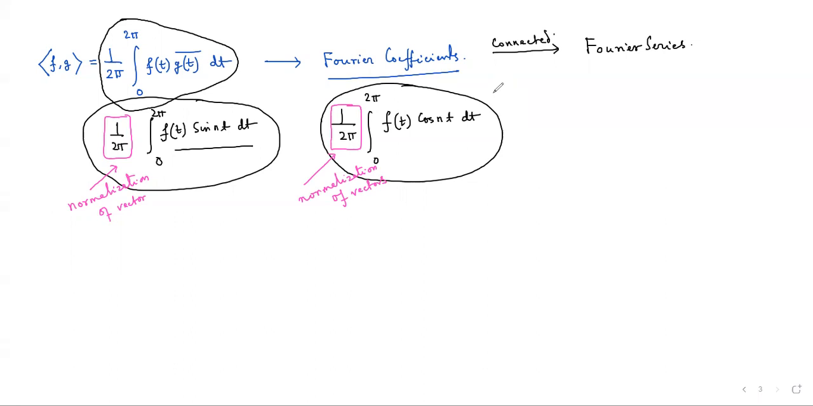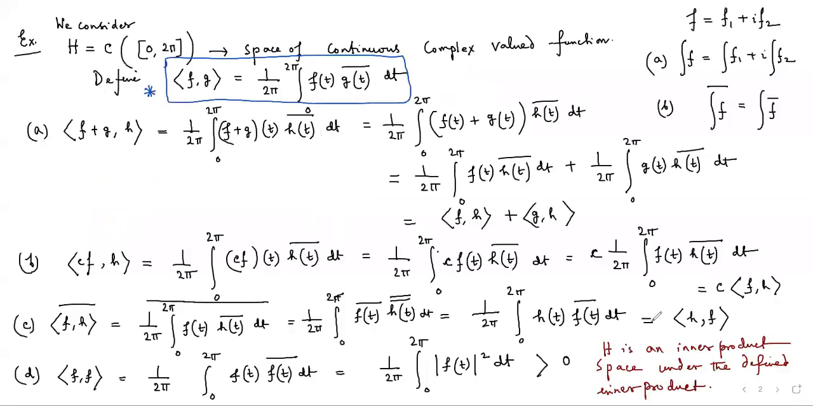So here the vectors are the functions, and they have been normalized by multiplying by the factor 1 by 2 pi. In some books, you may find that some authors, instead of using 1 by 2 pi, use 1 by root 2 pi. Both of them are correct actually. So that's why this integration is very important. This inner product space is also very important.